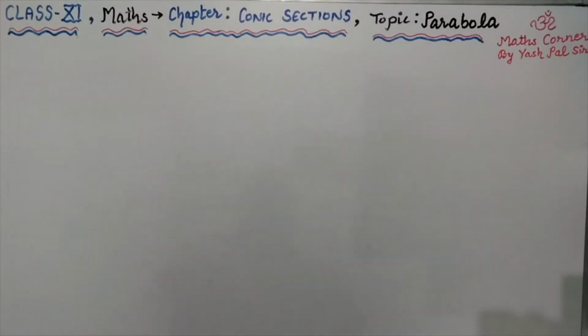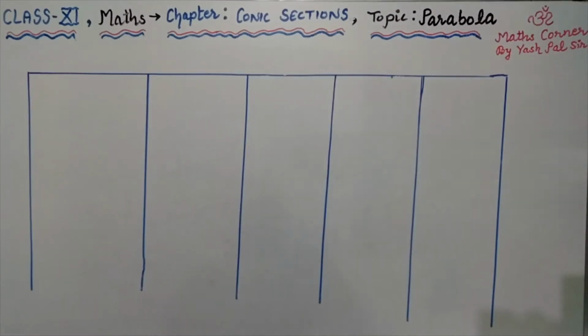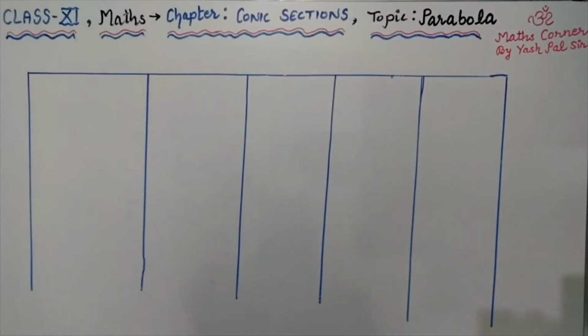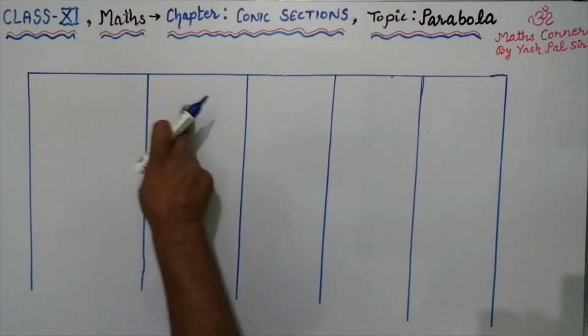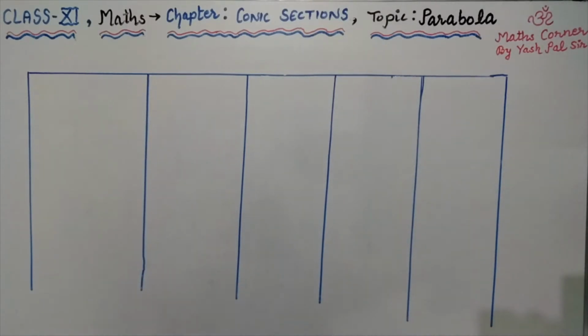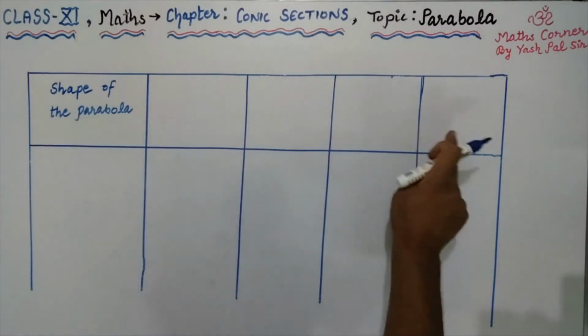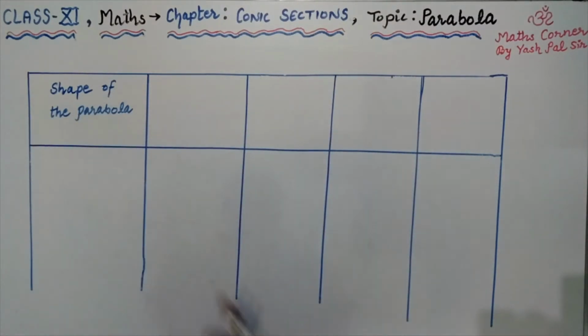We have 4 types of parabolas. We are going to discuss them one by one. We are going to discuss all the types of the parabolas on this table. One table, all the 4 parabolas. First of all, the shape of the parabola. In the first row, we are going to describe the shape of the parabola.